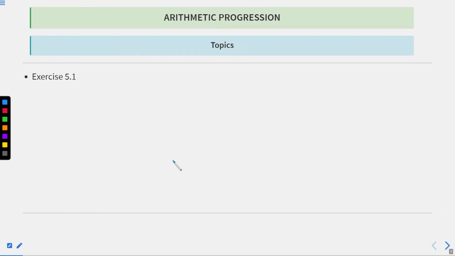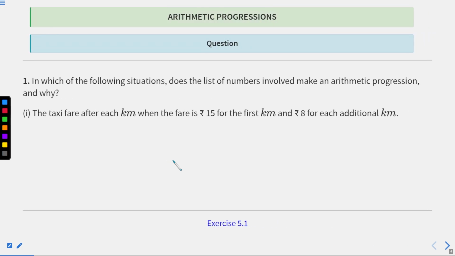So let's get started. In the first question, it asks: in which of the following situations does the list of numbers involved make an arithmetic progression, and why? We also have to give the reason why.